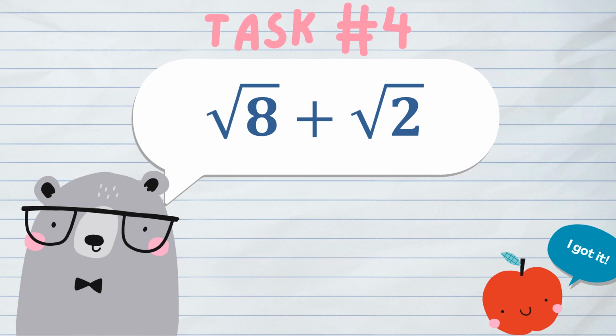Moving on, for our task number 4, take a look at our radicands and our indices. As you can see, we do have 2 common indices in here, which is 2, but looking at our radicands, we do have different radicands. So first, what are we gonna do? I'd like you to simplify first the square root of 8 in here.